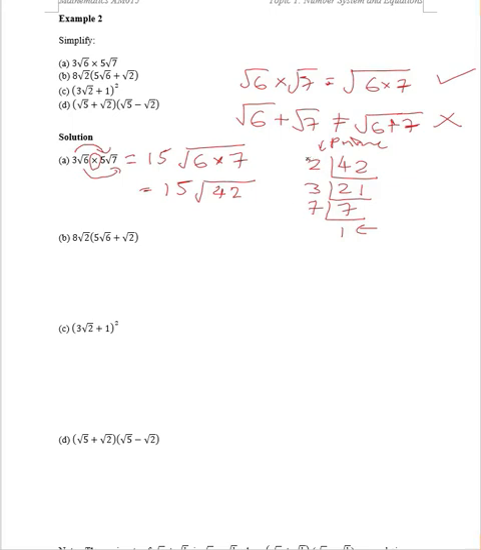So as you can see, there's no repeated number here. So of course the final answer will be 2 times 3 times 7. Root of 2 times 3 times 7. So that's why your final answer is just 15 root 42, because you cannot simplify root 42 anymore.